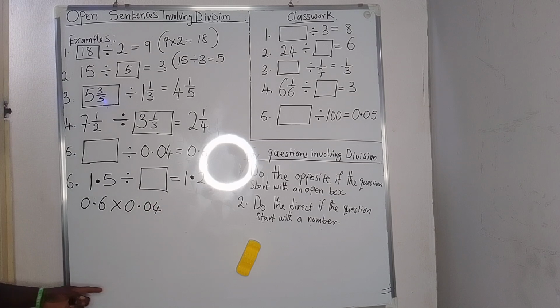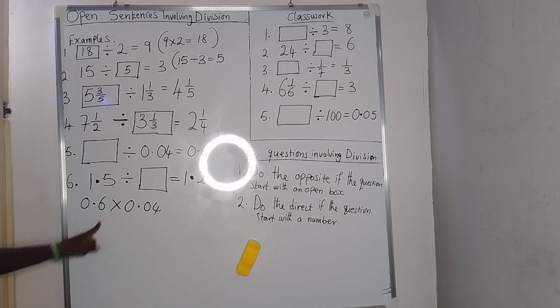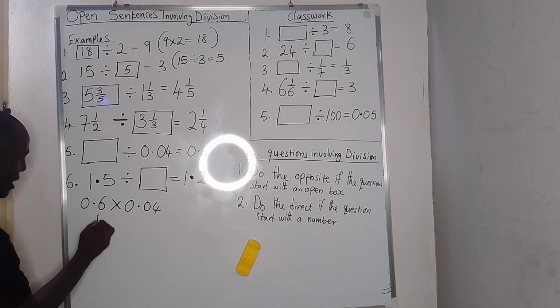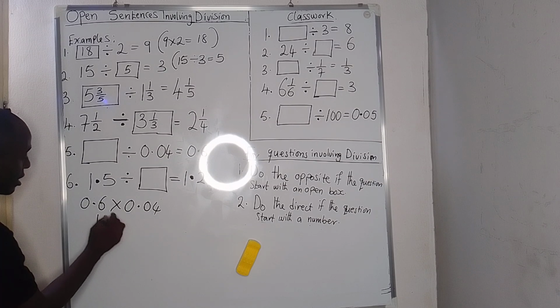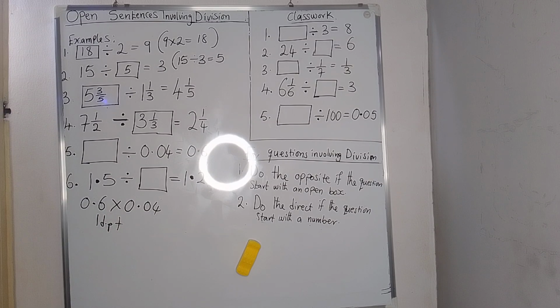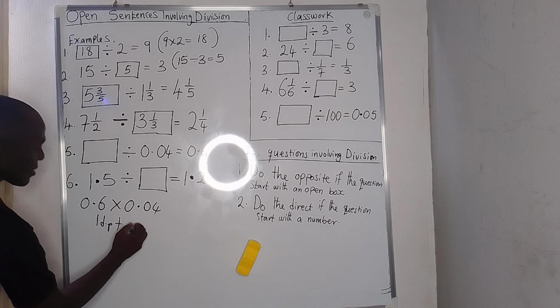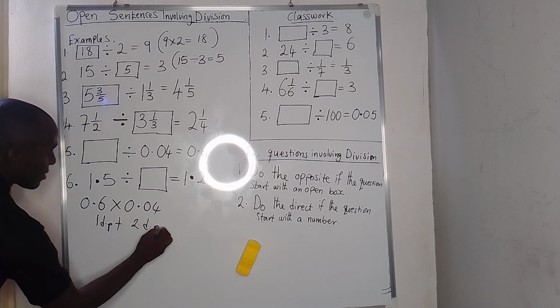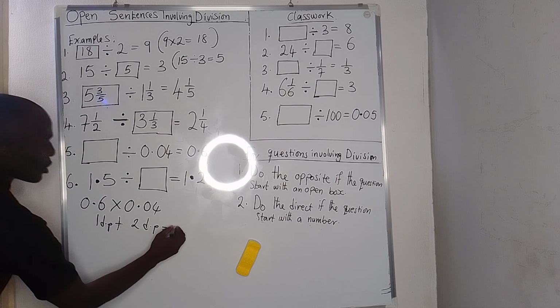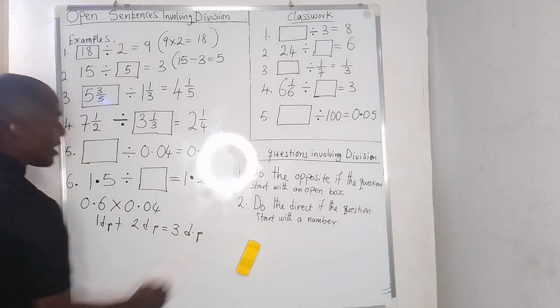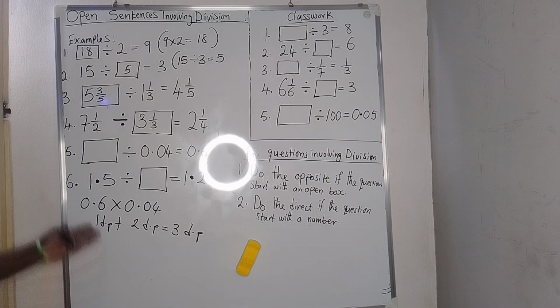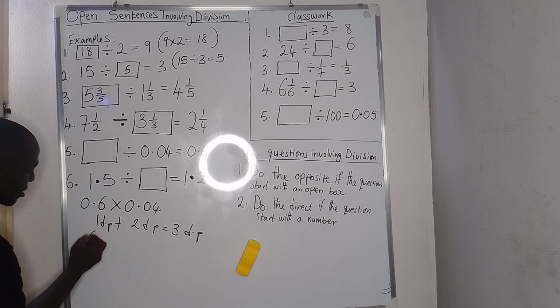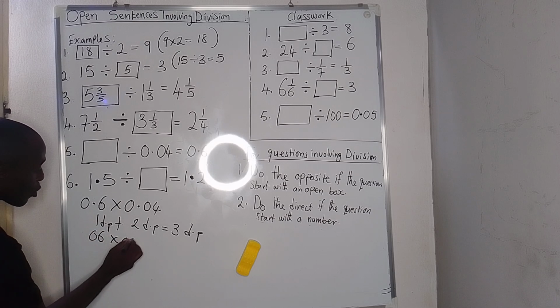0.04. How many decimal places is one having? It is 1 decimal place, 1 dp. Multiplication is addition. 2 decimal places, so we add 1 plus 2, it will give us 3 decimal places. So after we are done, we return the decimal points. So 0.6 multiplied by 0.04.